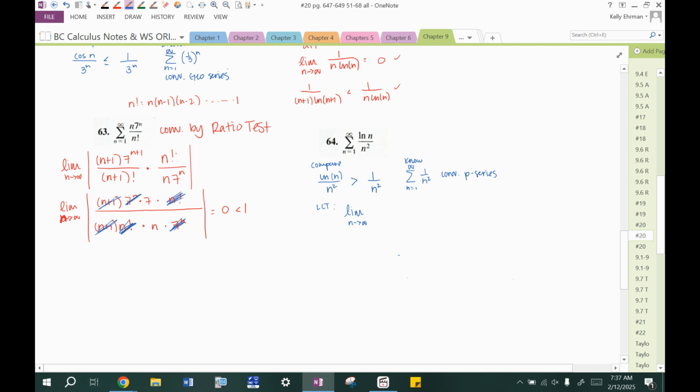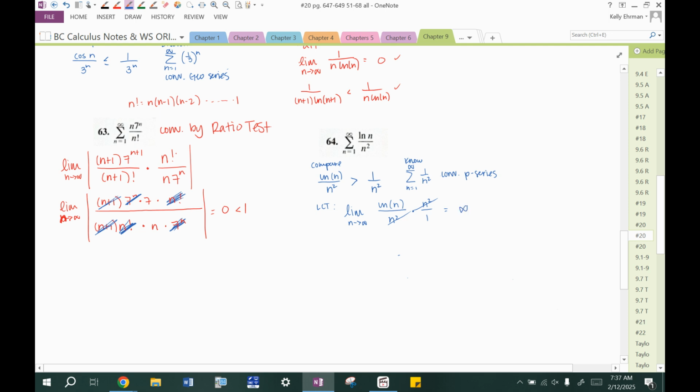And so I take the limit as n approaches infinity of my unknown, which is this, over my known, or times the reciprocal of my known. Now here's where I get a problem. The n squareds cancel. The natural log of infinity is infinity.